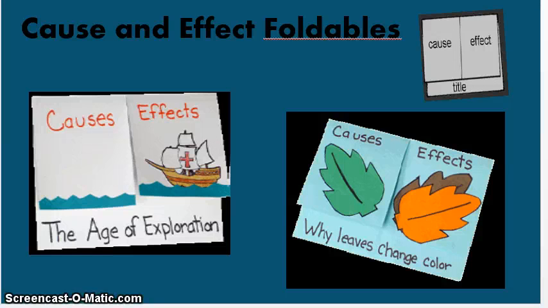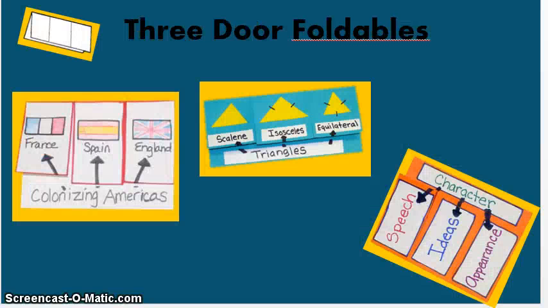And then I included a section on foldables and different types of foldables just to give ideas. I would share these ideas with the class, and then in a few minutes we're going to get up and try it again. So I would go over these first. This is a cause and effect foldable pattern that they could use, something that might generate an idea. Another type of foldable would be the three-door foldable, and they might be comparing the different countries that were involved in trying to get colonies going in the Americas, or they might be talking about the different types of triangles and their characteristics, or analyzing a character in a reading story.